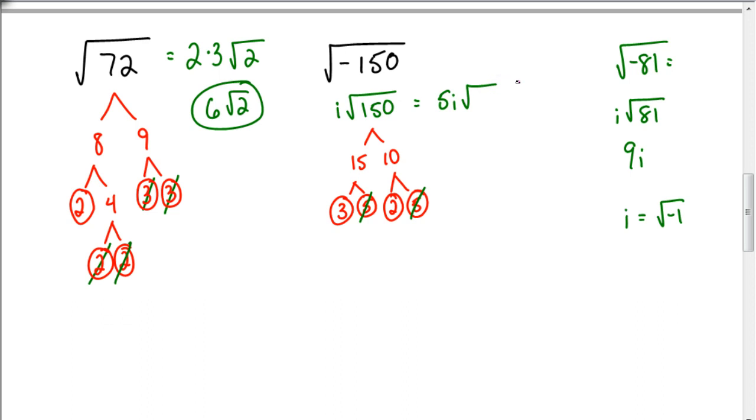Along with the i, it would be outside the radical. And the 3 and the 2, those are not the same number, so I just have to leave those inside the radical, so multiply those back together again. 3 times 2 is 6. So I end up with 5i times the square root of 6 is what the square root of negative 150 would simplify to be.